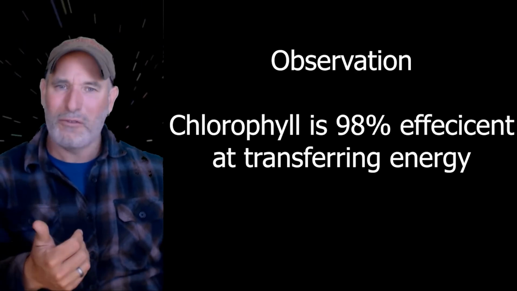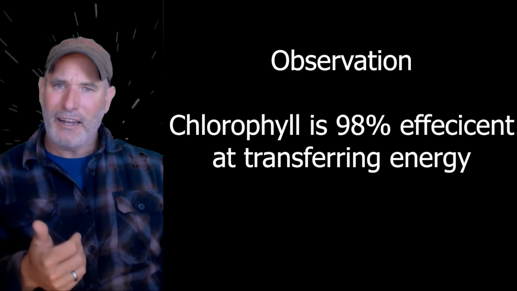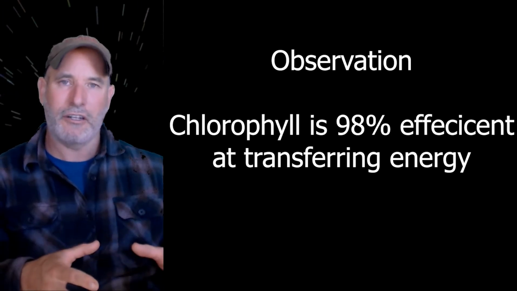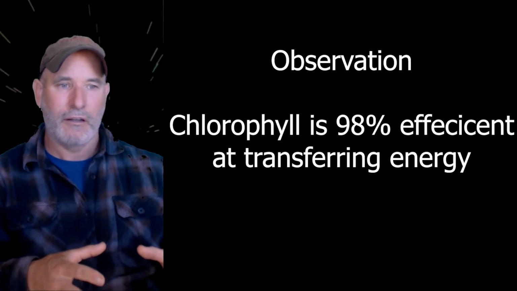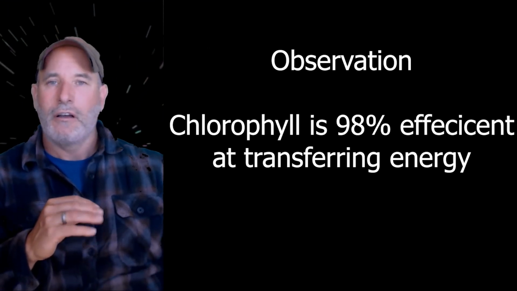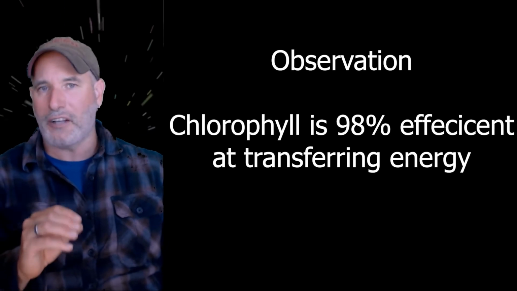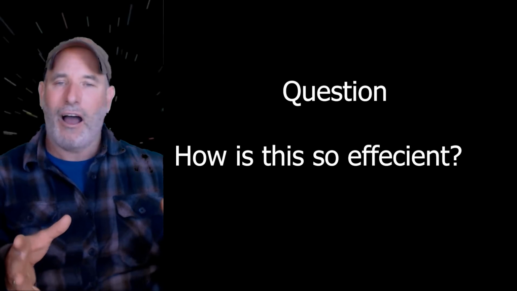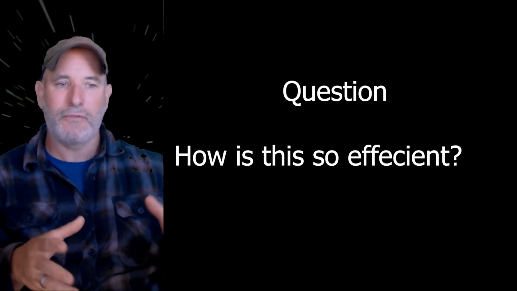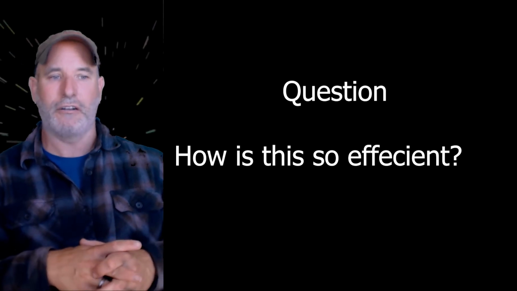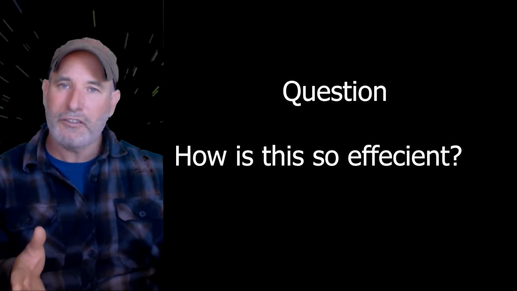Photosynthesis. These chlorophyll molecules are 98% efficient at collecting the energy of photons when they hit them. That's crazy. 98% of the energy gets transferred to the reaction center. This is one of the most efficient processes known. That's my observation. Question. How is this photosystem so efficient? How does it transfer so much energy here? Okay, here's the challenge I make.